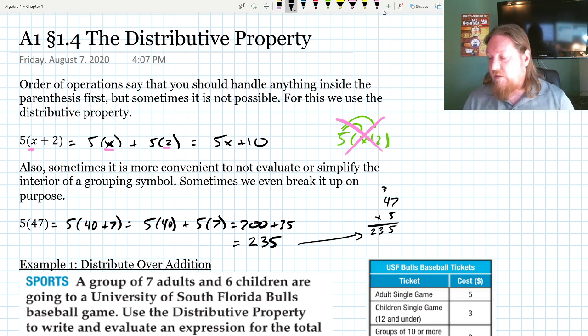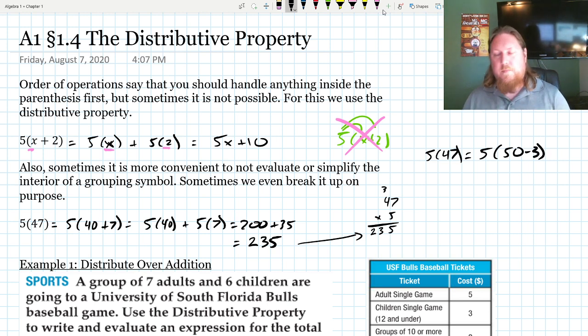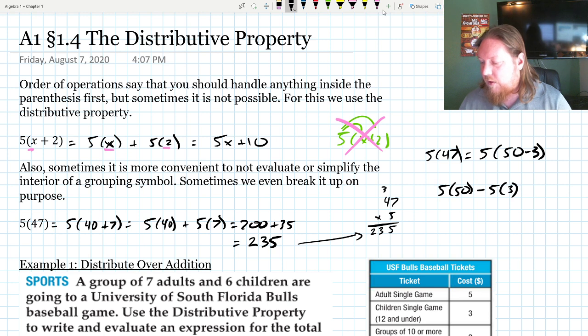And we did that with addition there. But we could also take 5 times 47, make sure you can see it there, and 47 is also 50 minus 3, right? So now I can use the distributive property. 5 times 50 minus 5 times 3.